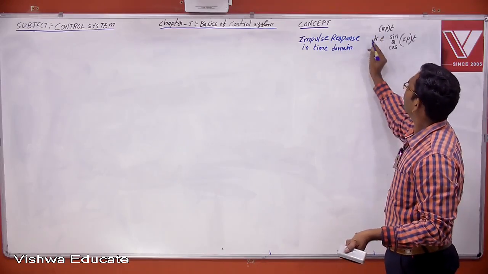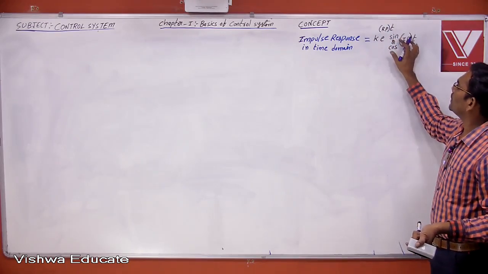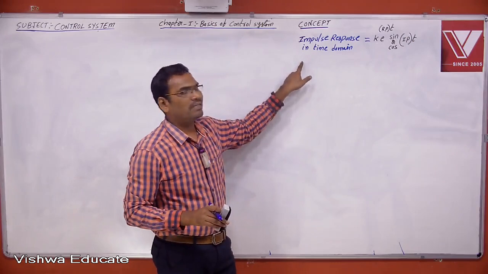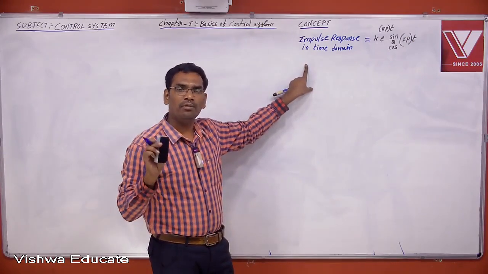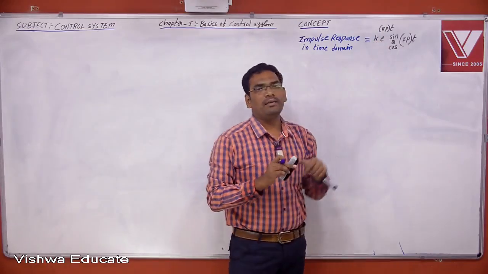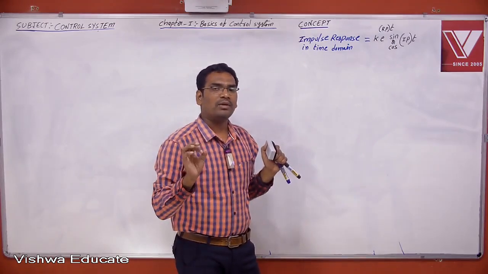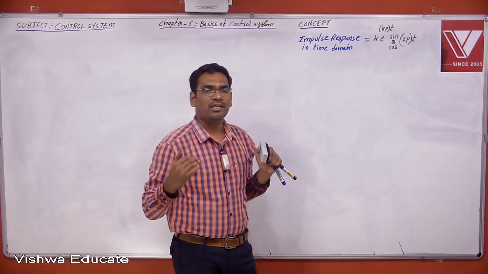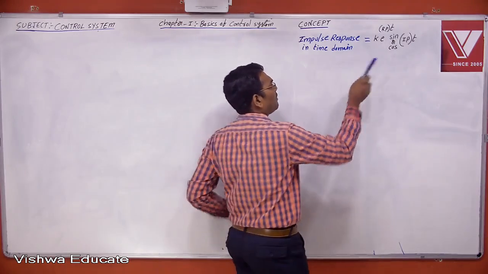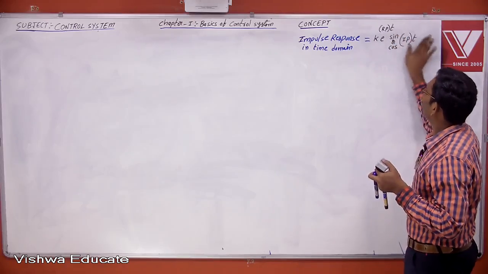This is the impulse response in time domain, k into e power real part into t, sine or cos of imaginary part into t, for any pole location, whether it is left hand side or right hand side, whether it has only a real part, only an imaginary part, or both. This is one shortcut method. You can easily find the impulse response and identify the terms present in the response. If it has only a real part, your response has only the exponential term; forget about the sine or cos term.